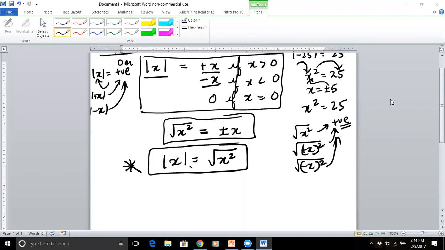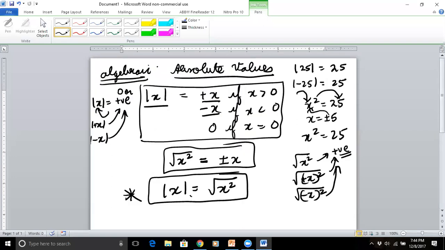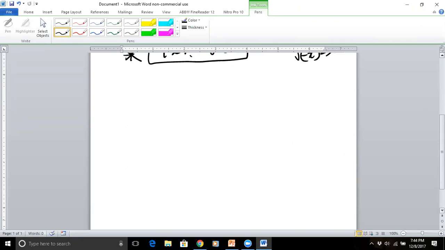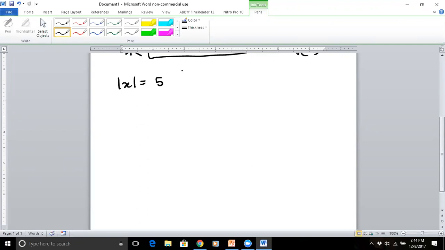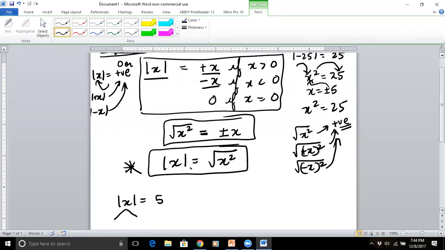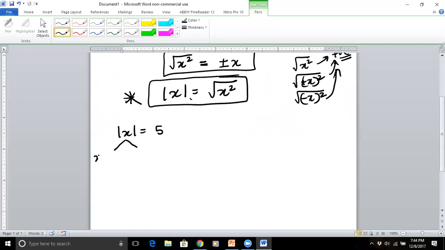Now, this is one way of defining a modulus. That's the algebraic definition of a mod. For example, if I give you mod of x equal to 5, and I ask you to tell me what the solutions of x would be, most of you are going to split open the modulus based on the algebraic definition we discussed. So mod of x is plus x when x is greater than 0, and mod of x is minus x when x is less than 0.